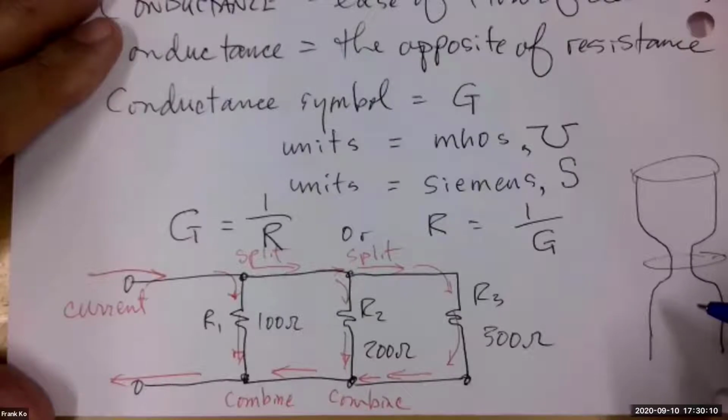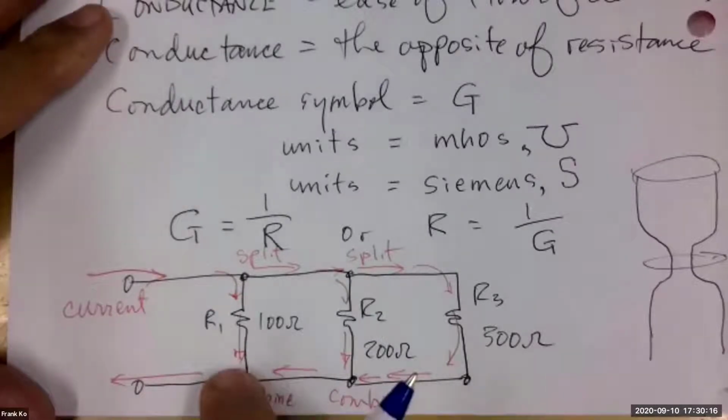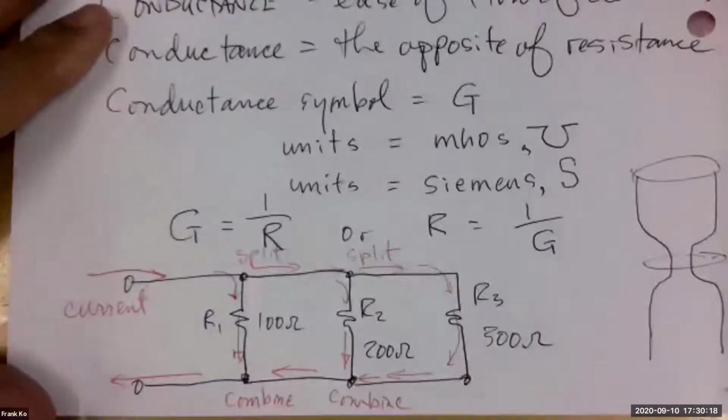Does that make sense? So which one of these should have the most current? Which one of these should flow the highest amount of electricity based on what we've said so far? What do you think should happen with this? Robert, what do you think?